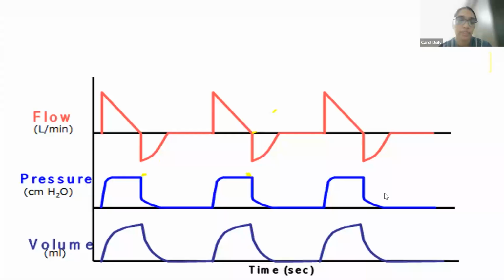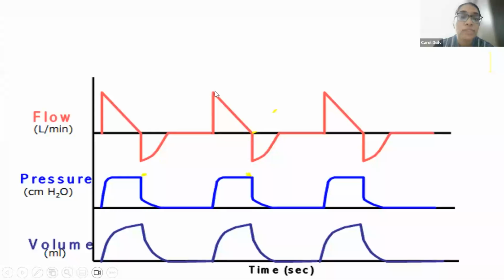So your control variable is pressure, the mode is pressure control. Now can we go through the phase variables? What do you think is the trigger here? Time trigger. Okay, great. Then the limit, pressure limited. And cycling, time cycled. So if anyone has any doubts here, you can stop me. What you're seeing over here is that the pressure is remaining constant throughout inspiration.